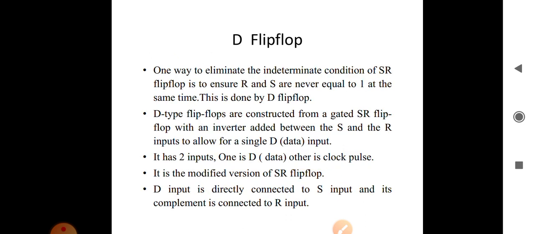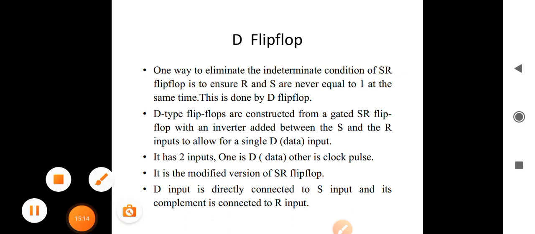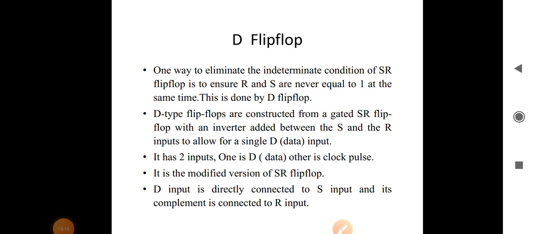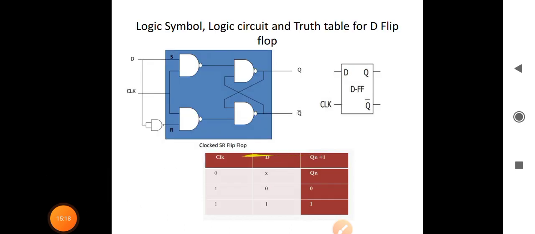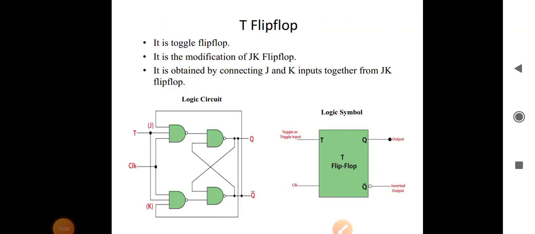So next we will see about the T flip flop in the next class. Next we study about the T flip flop, not D.